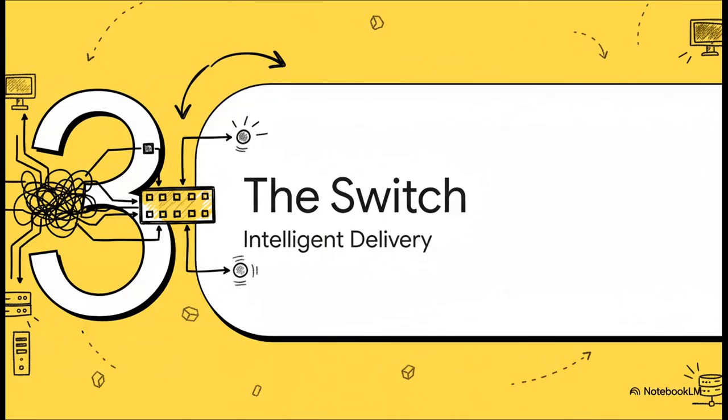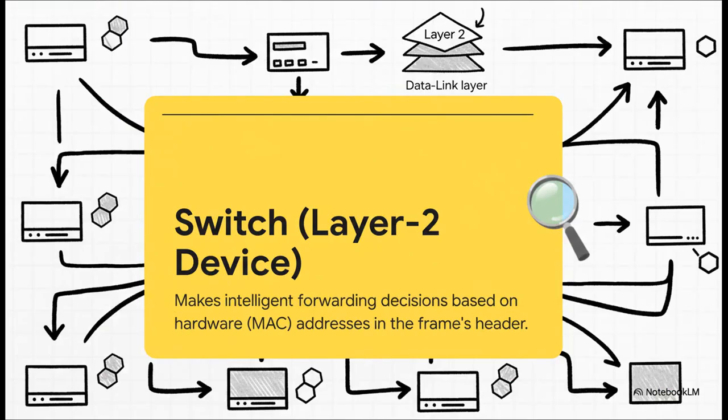So clearly, that party line mess is not going to work as our network gets bigger. We need a smarter way to manage the conversation. And that brings us to the next step up in our evolution, the switch. Now, a switch is a massive upgrade. It operates at Layer 2, which is the data link layer. What that really means is that a switch is smart. It can actually look at the data passing through it and make an intelligent decision based on something called a MAC address, which is just a unique serial number that every single network device has.